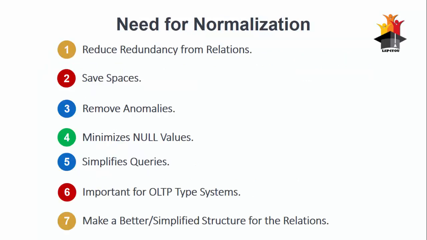Now let's see the need for normalization. First, to reduce the redundancy from the table. See, if you reduce the redundancy, then obviously it will compact the data. So obviously the second point is it saves space. Third point is remove anomalies, the anomalies due to redundancy of data. The fourth point, we can write it as normalization minimizes the null values. And another point, normalization simplifies queries.